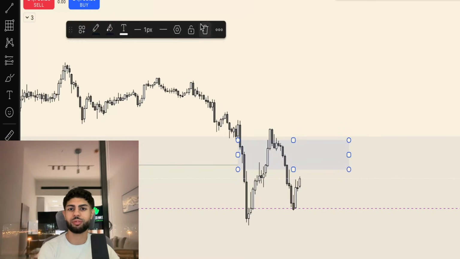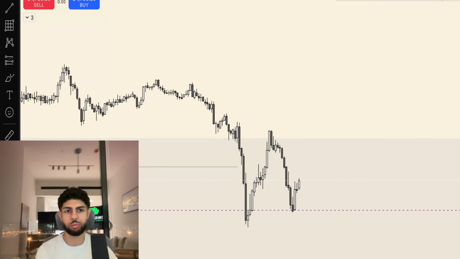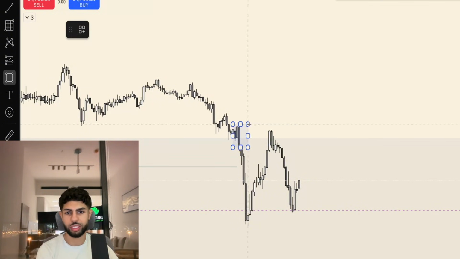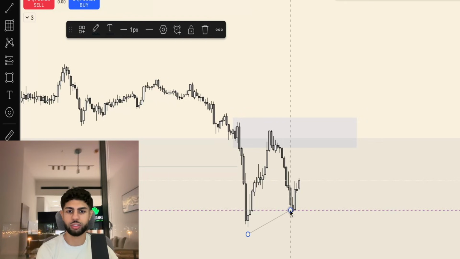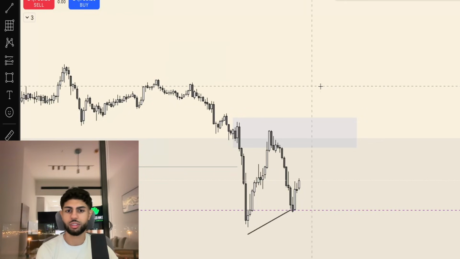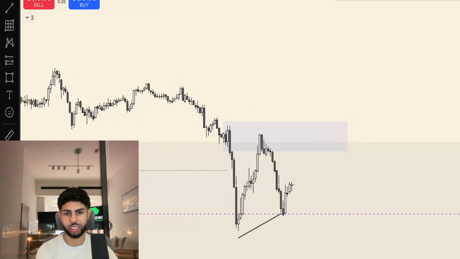I can see now price is talking to me a bit more. I can see we are respecting this area of supply and we are looking to do what? We are looking to put in a new low. So let's see what price now does.